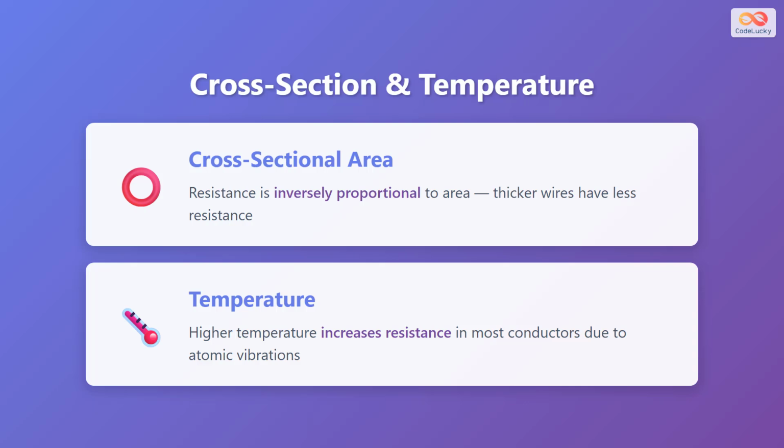The fourth factor is temperature. In most conductors, higher temperatures increase resistance. This happens because atoms vibrate more at higher temperatures, creating more obstacles for the flowing electrons.